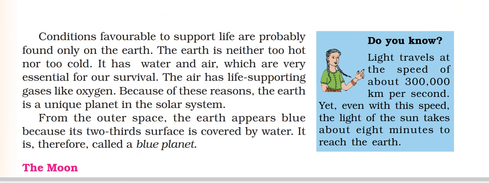Conditions favorable to support life are probably found only on the Earth. The Earth is neither too hot nor too cold. So it has water and air, which are very essential for survival. The air has life-supporting gases like oxygen. For this reason, the Earth is a unique planet. From outer space, the Earth appears blue because two-thirds of its surface is covered by water. It is therefore called the blue planet.